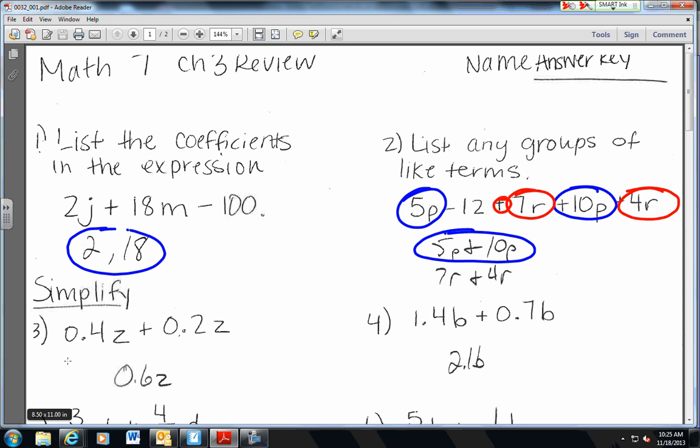So you pay attention to your plus signs. If that said minus 7r, then it would be negative 7r. Okay, and then the 12, you see the minus 12. There are no like terms with the minus 12. Okay.